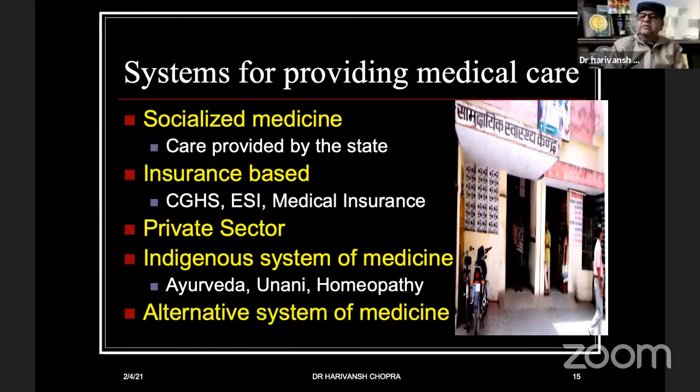Then there is the alternative system of medicine. What is that? There is naturopathy, there is acupressure, there is acupuncture, there is electro-homeopathy, and so on. So there are so many other systems which are working in our country. So this is how we are able to provide the medical care. And it is important, as a community medicine specialist, you will have to understand how the health services are provided, because you have to have the knowledge of every system, right?